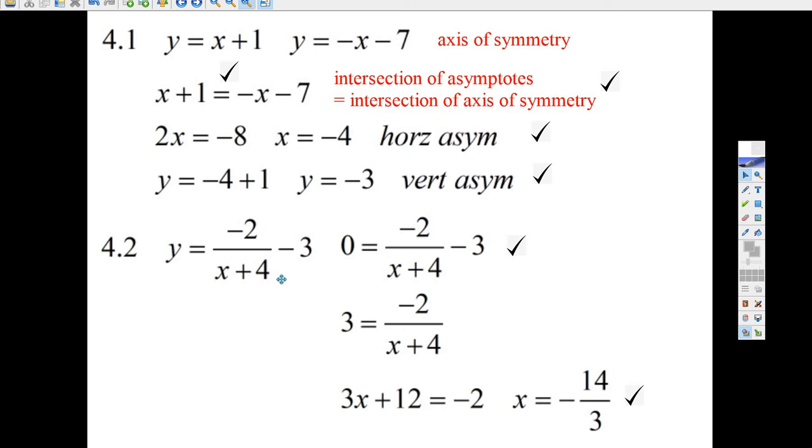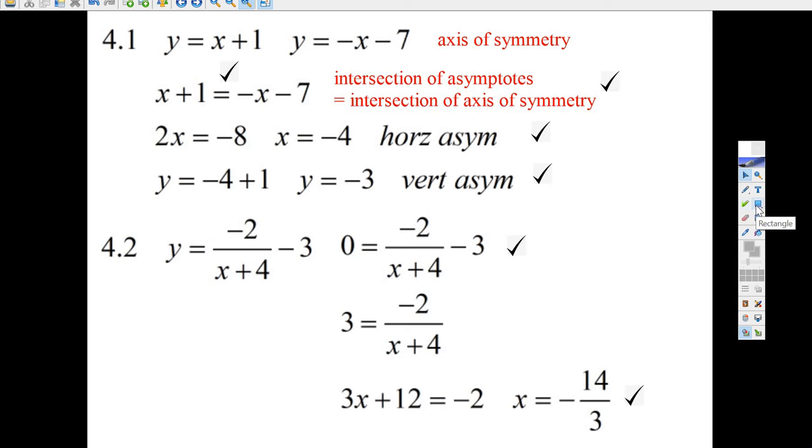Now we know that x is minus 4. So it's the opposite. That's the place it can't go. So minus 4 is the vertical asymptote where the hyperbola can't go. And y equals minus 3 is the horizontal asymptote where it can't go. And I guess I got those two words mixed up here. Y equals minus 3 is definitely the horizontal.